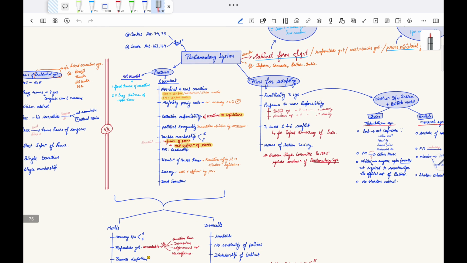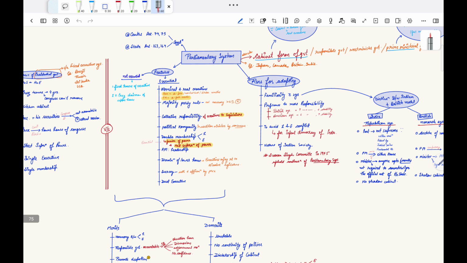Furthermore, now let us discuss in detail the parliamentary system: its features, the essential features, the non-essential features, and why we have adopted the parliamentary system. Then, in the adoption, we will see that we had familiarity with the system because we were under Britain, and then we will see the distinction between the Indian and the British parliamentary system models. So, let's begin with the features.